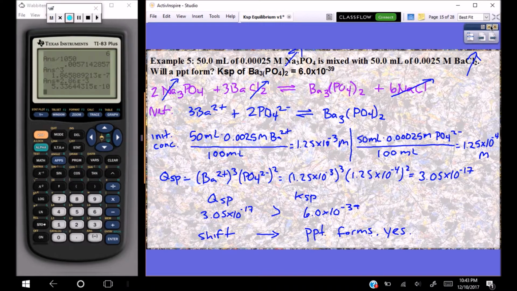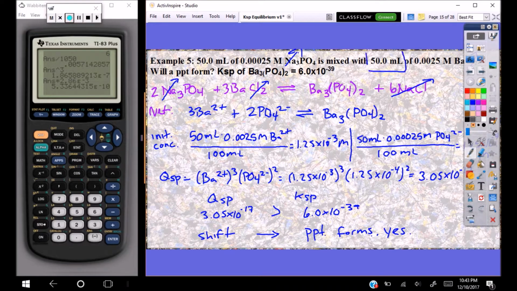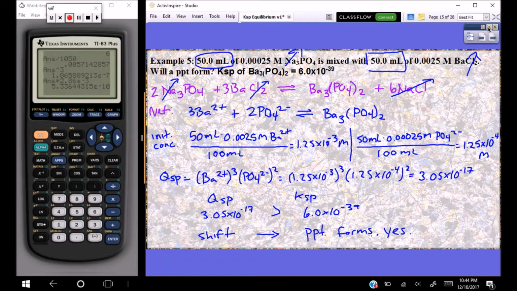Okay? So same thing as before, 50 times 0.0025 molar, which is my barium concentration, then divided by 100 milliliters. I divided by 100 because we've got two volumes here. We've got 50 and 50, so keep in mind that you're using the total volume before you figure out QSP. That's a common mistake, right? Because we're diluting things when we mix them together. We now have a new volume, okay? That also means we have more solvent, so that can affect things.